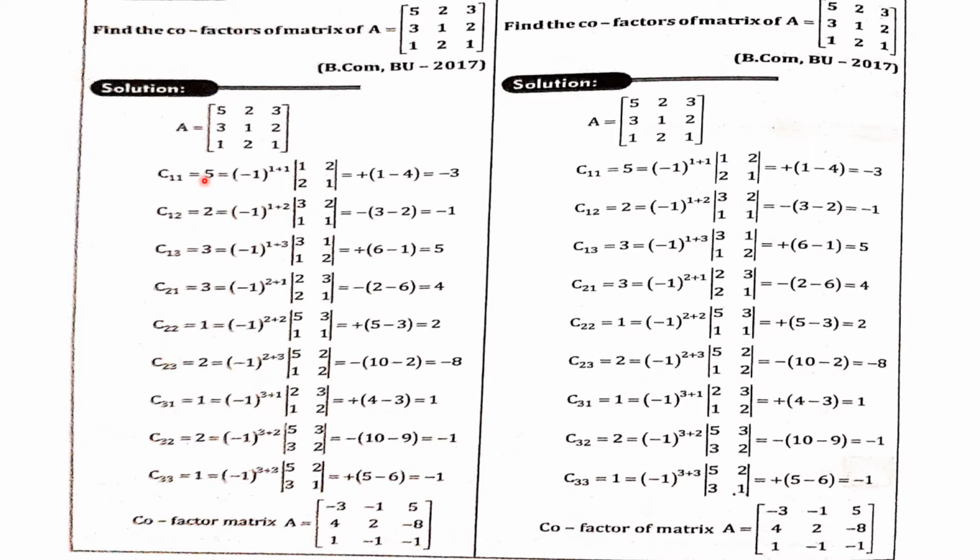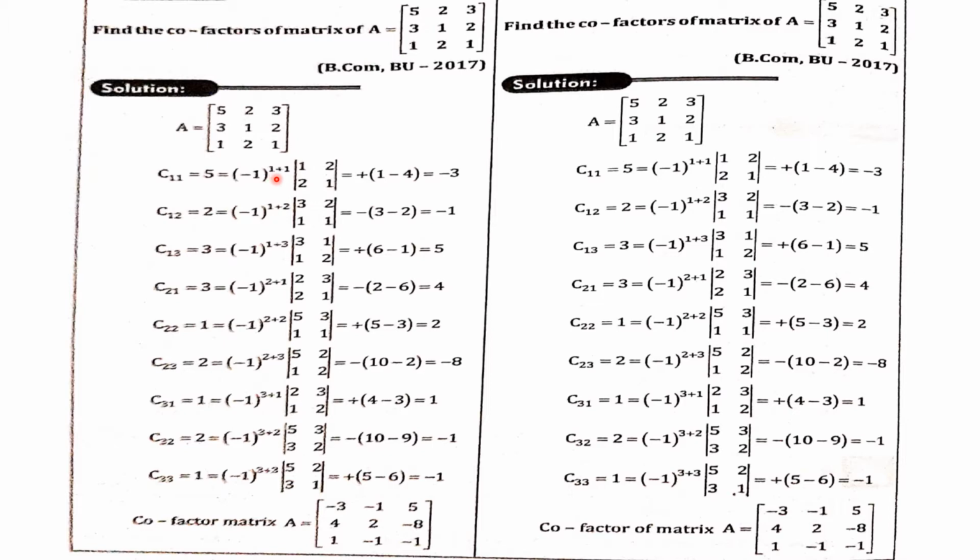So for 5, how do you find it out? For everything there is a rule. For 5, you have to identify the minor. For this 5, the corresponding row and the corresponding column get cancelled, and you will be remaining with 1, 2, 2 and 1. This is the rule for everything. Always you should write -1. This -1 is according to the format, and you have to write -1 in brackets.